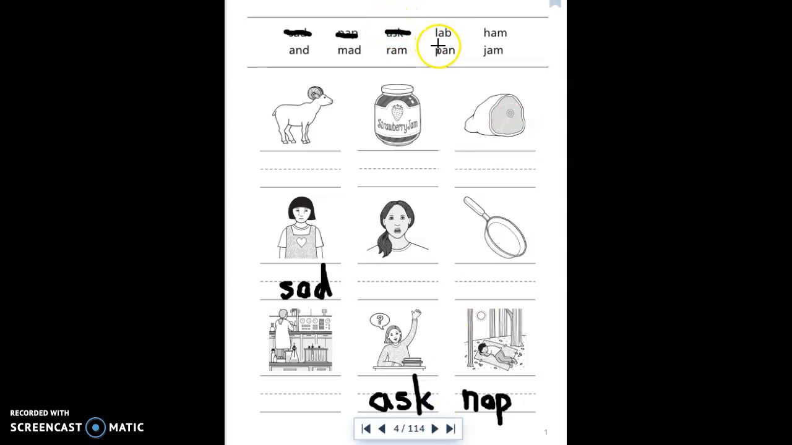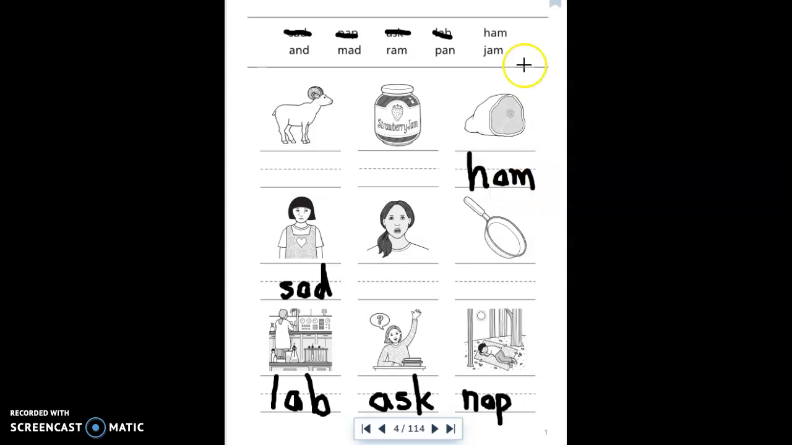Okay. Next we have the word lab, L-A-B, lab. So down here is where I need to write the word lab. L-A-B. That word's used. Okay. Next word, H-A-M. Let's sound it out. Ham. Here is my picture of ham. I do not like ham. A lot of people do. I do not. Yuck.